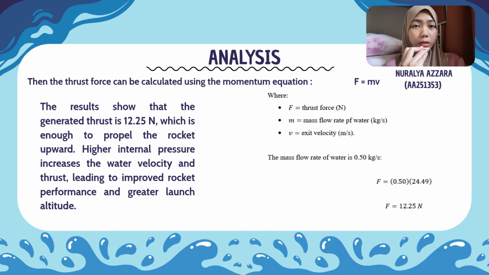Next, the thrust force is calculated using the momentum equation, where thrust is equal to the mass flow rate multiplied by the exit velocity of the water. Assuming the water mass flow rate is 0.5 kg per second, the thrust generated is 12.25 Newton.